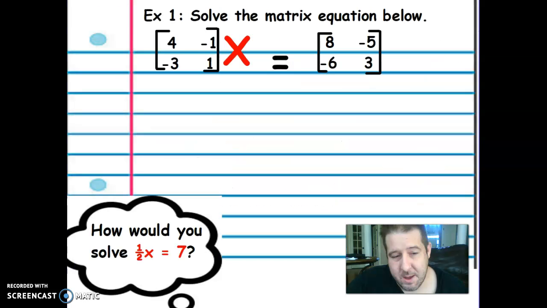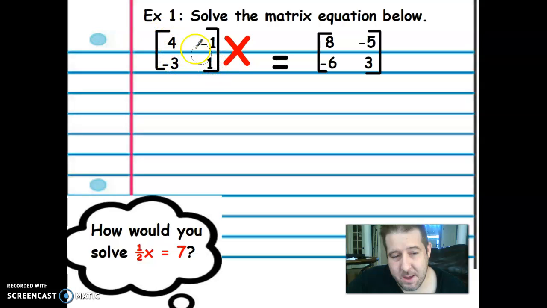Looking at example number 1, we have 1/2 x equals 7. The inverse of multiplying by half would be multiplying by 2, so I will multiply both sides by 2. I'm simply going to multiply the answer by the inverse of whatever's in front of the variable. I'm going to do the exact same here. I'm going to find the inverse of this matrix, and we have already done that in the last video.